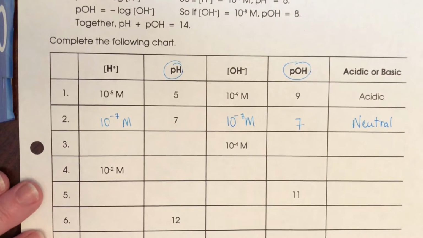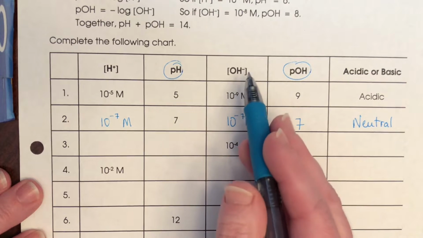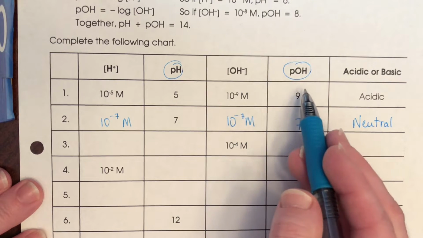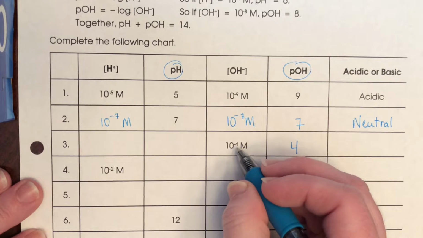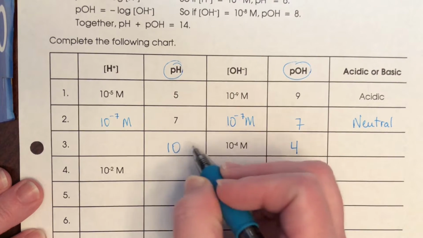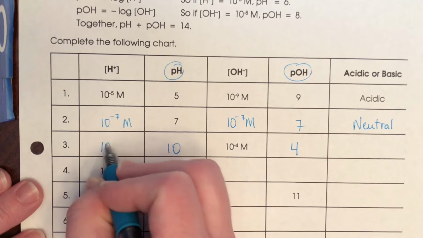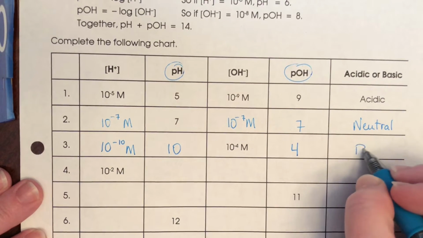If we move down and do the next one, notice the only information they give is 10 to the negative 4, and it's under the OH column. So if we move over to pOH, our pOH would actually be 4. So it's just the exponent without the negative, and then we subtract that from 14. So 14 minus 4 would give us 10. So 10 is going to be the pH. So that's 10 to the negative 10 molarity, and we look at the 10, that would be a base.